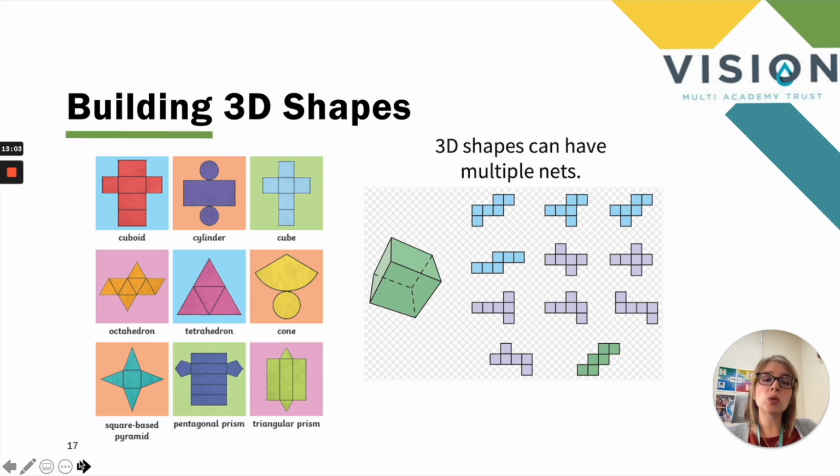And children also need to be able to recognise a 3D shape based off its net. For example, if you look over on the left, we can see the cylinder. A child needs to know that if that is the net of a cylinder, when it's folded up, it will make a cylinder. And they need to be able to do that without physically making it as well. Obviously, we'll start off by physically making it, but they need to be able to remember that.